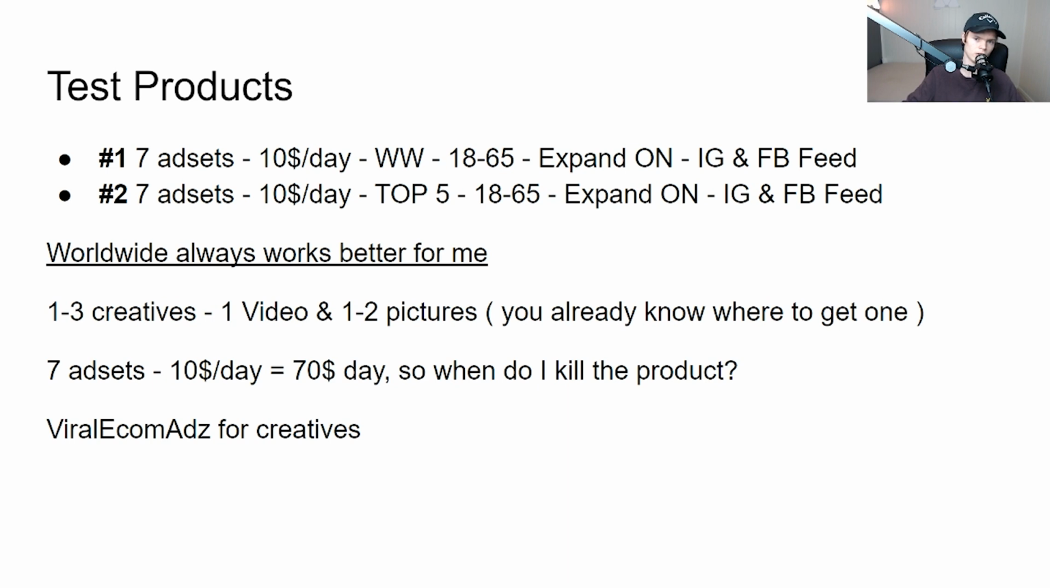So let's say you run a picture with a 50% chance of success. Why would you not run a video with 200% chance of success? Obviously, there's no guarantee for success though. So 7 ad sets running at $10 a day is obviously 7 times 10. That's going to run for $70 a day in total, which means you'll spend $70 on a campaign every single day. So when do you kill a product, you might ask? I usually kill a product after I spend $70 if there's no sales.